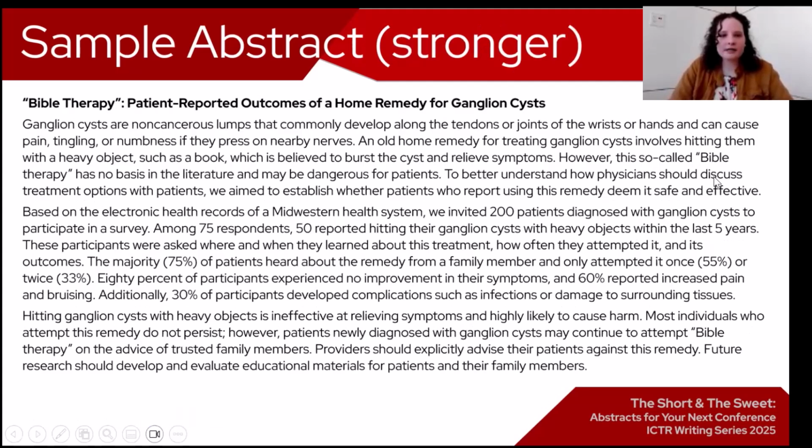So we're going to compare this to a stronger, now it's not perfect because I was just editing a weak abstract, right? And I had to make up some facts to make it sound stronger. So please do not evaluate this based on scientific merit. But here's a stronger version of what that abstract could be.